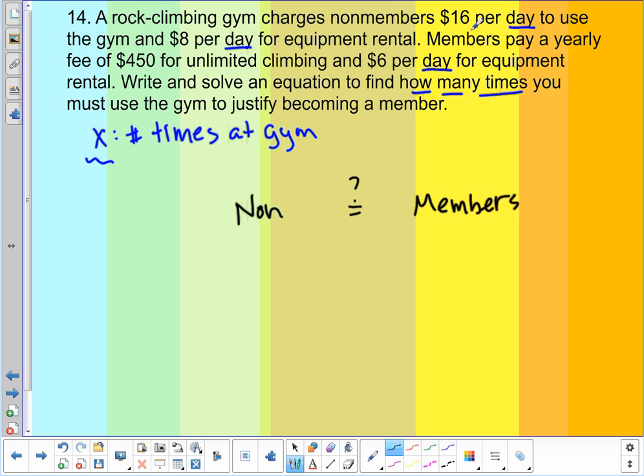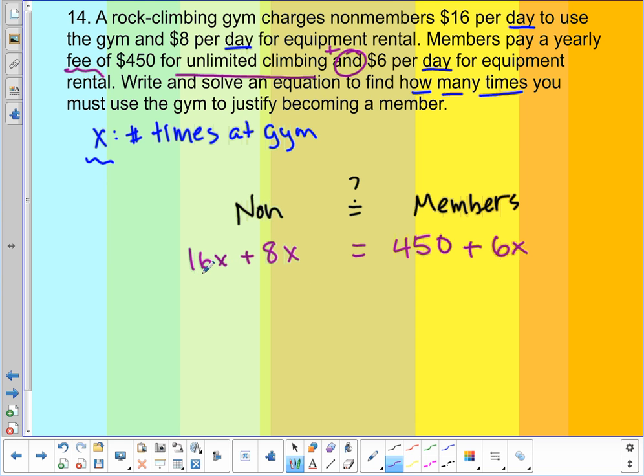So let's just look at the non-members. Non-members pay $16 per day for the gym. That's just a walk in the door. Then they also pay $8 per day for the equipment. Those were both per day things, so those both got the x variable. Then members pay $450. That's a flat rate. $450, that's like a fee for unlimited climbing. And, meaning add to it, $6 per day. So plus 6 times every day they walk in the door. Here's our equation. Now we need to solve it.